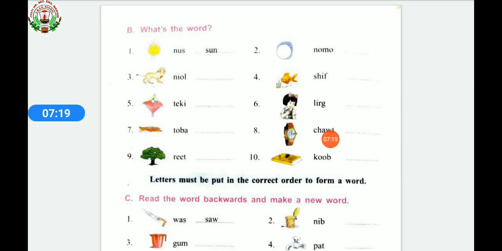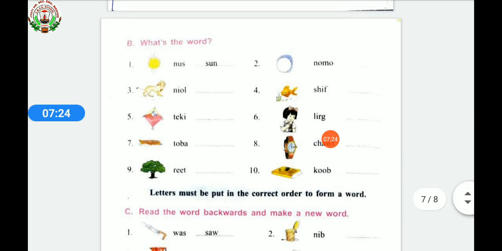The fourth one is, the picture is of a fish. Again, the letters are not arranged here properly. S-H-I-F. So, do you know the spelling of fish? What is the spelling of fish?